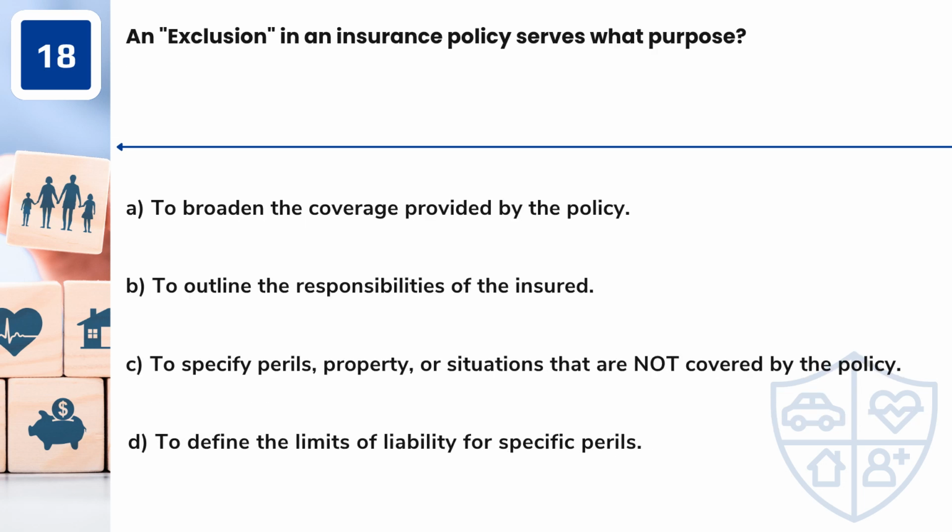Question 18. An exclusion in an insurance policy serves what purpose? A. To broaden the coverage provided by the policy. B. To outline the responsibilities of the insured. C. To specify perils, property, or situations that are not covered by the policy. D. To define the limits of liability for specific perils.